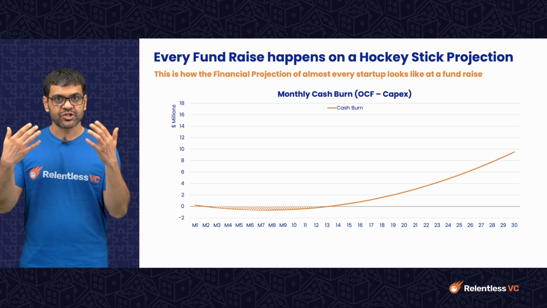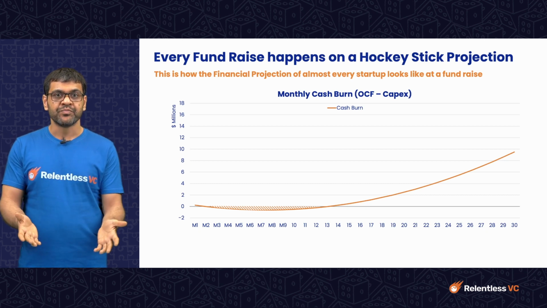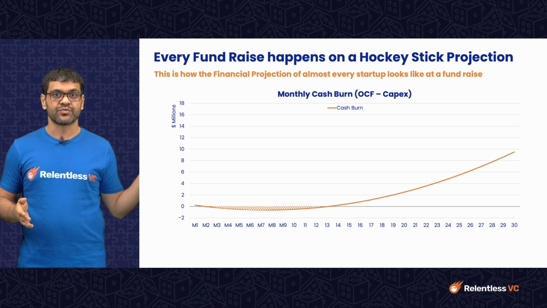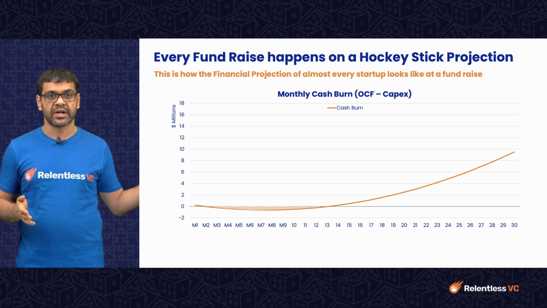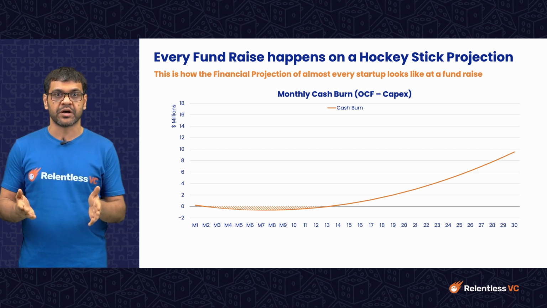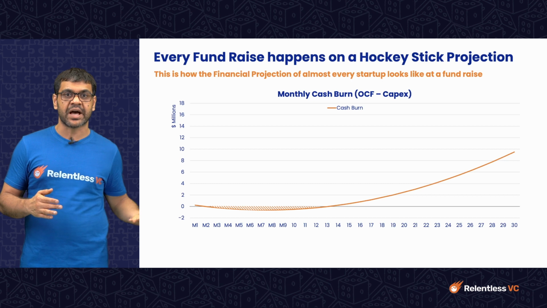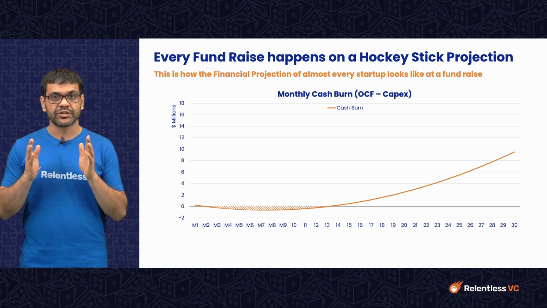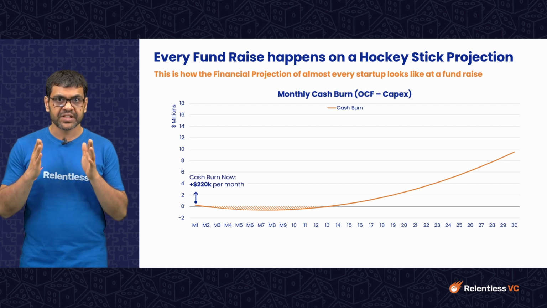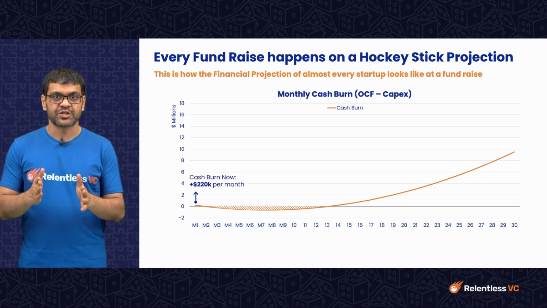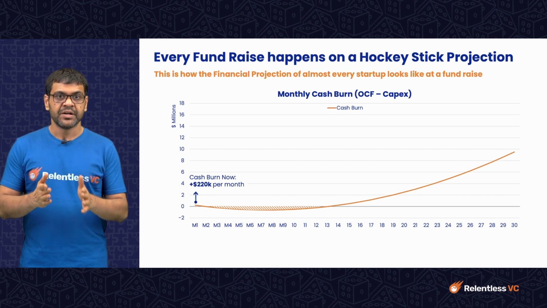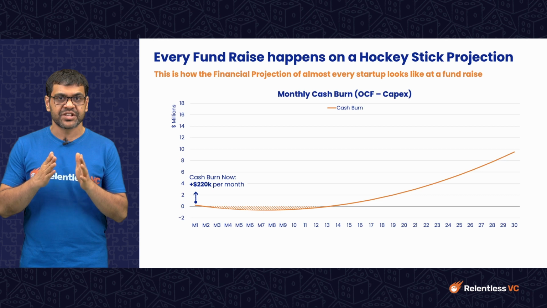When a startup pitches to a VC for raising money, it usually makes a financial projection for the future. This is what almost all such projections look like. On the y-axis is the projected cash burn of the startup, and on the x-axis is time in months. Focus on the orange curve. Currently, in month 1, before it has raised capital, the startup is cash positive. It is not burning cash right now.